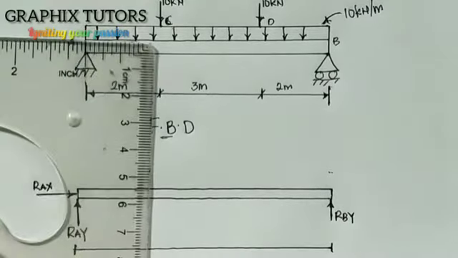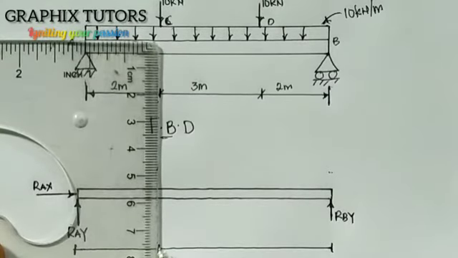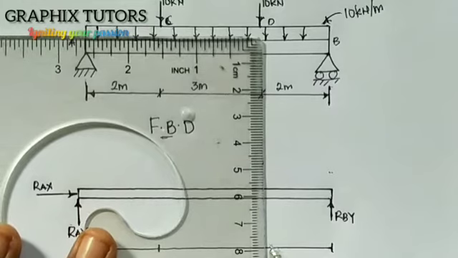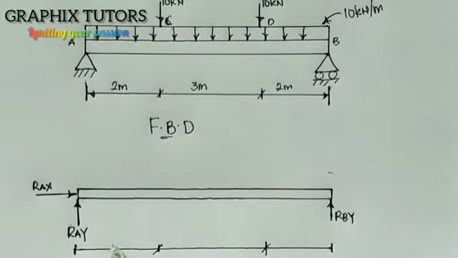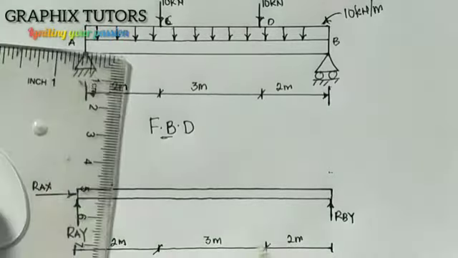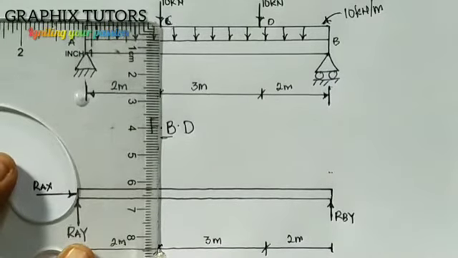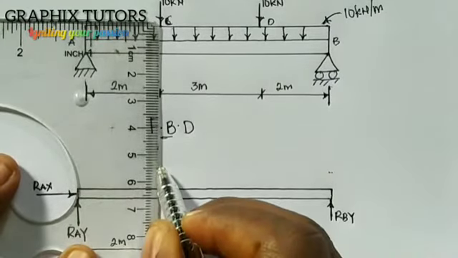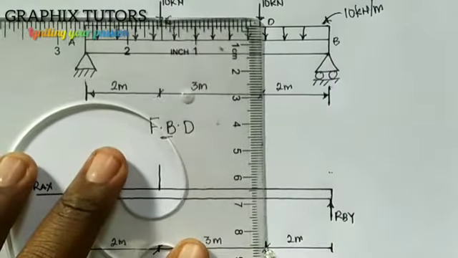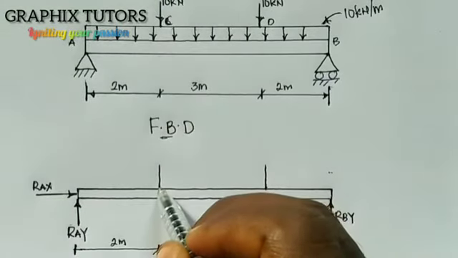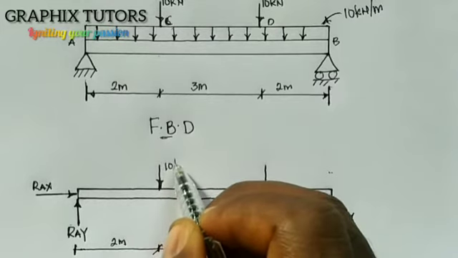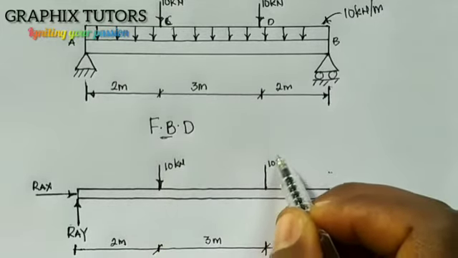The distance of this is 2, and this is another 2 here. So this is 2 meter. This is another 3 meter. This is another 2 meter. And the force is acting at this point here, that is 10. And at this point, that is 10 also. So this is the force of 10 kilonewton, and this is another force of 10 kilonewton.